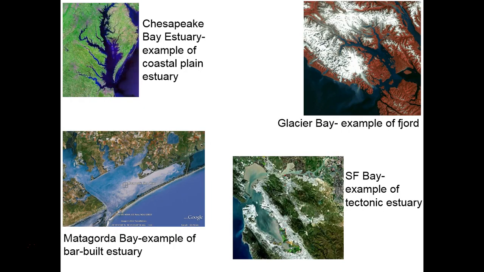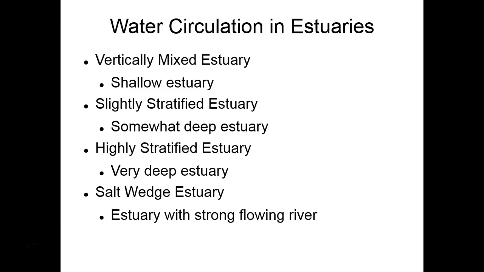Okay, some examples of this. The Chesapeake Bay on the east coast of the United States is an example of a coastal plain estuary. The Glacier Bay in Alaska is an example of a fjord. Matagorda Bay in Texas is an example of a bar-built estuary, and then San Francisco Bay here is an example of a tectonic estuary. Okay, now the way that the water circulates in estuaries depends on basically how strong the river input is and also on how deep the estuary is.